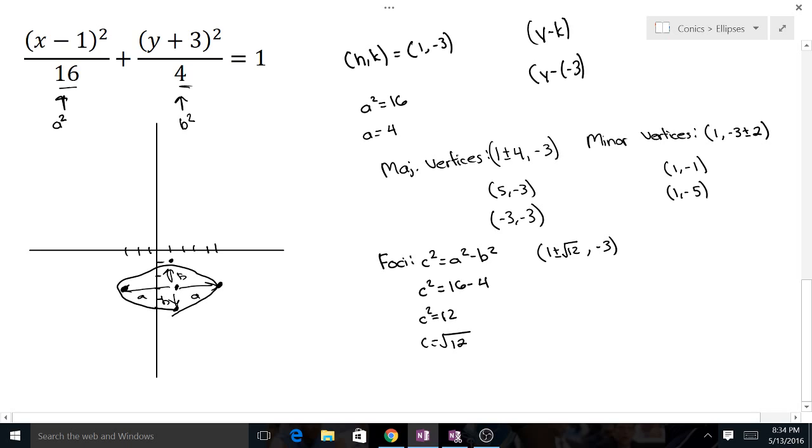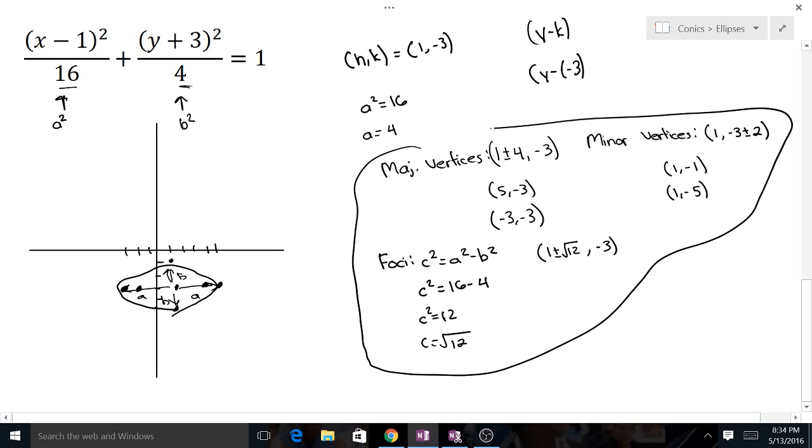So those will be our two foci, and if you draw them on the graph, the square root of 12 is a little bit more than 3, less than 4. So it's going to be about 1, 2, 3, around here, then around here. So those are our foci, and those are our major vertices and our minor vertices, and that's about all you need to know to be able to graph an ellipse. I hope you enjoyed this video, and I hope it helped.